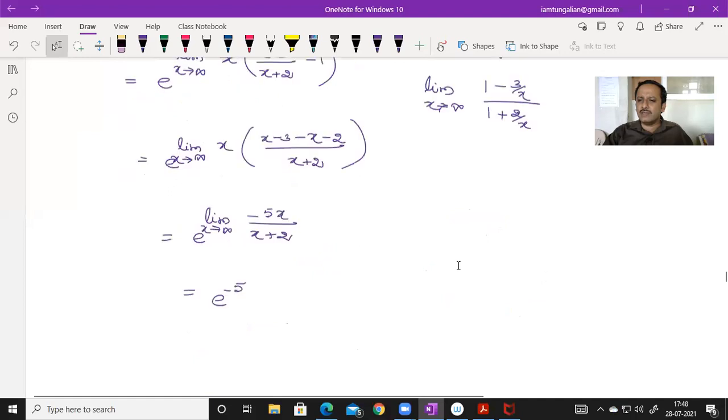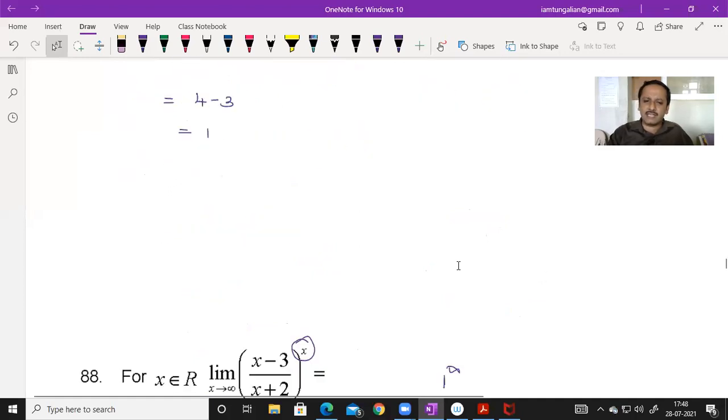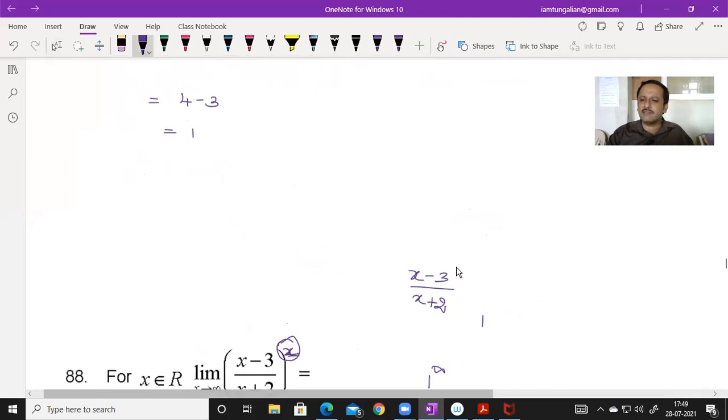Limit 1, how infinity? Limit 1 is not infinity. Power x is there. See, this base is there, x minus 3 by x plus 2. As x tends to infinity, this will become 1. And power, there is x here. You are taking x to infinity, so that power x will become infinity.